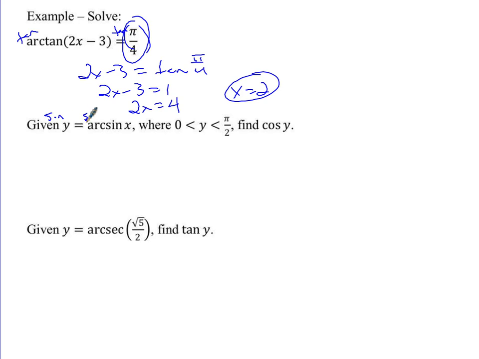So we're going to apply sine to both sides, and we wind up with sine y equals x. Okay, now we're supposed to find cosine y. There's no cosine involved on this problem. So that means we're going to have to go back into our deepest and darkest depths of memories to recall what we did in trigonometry.